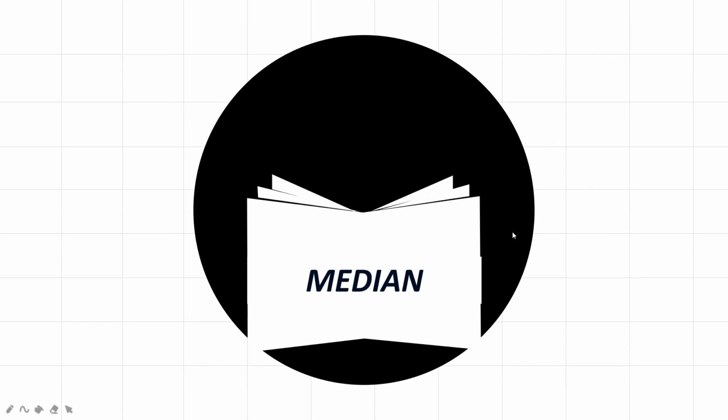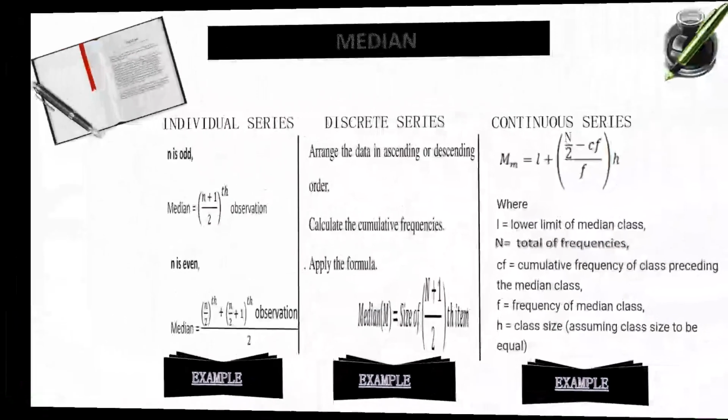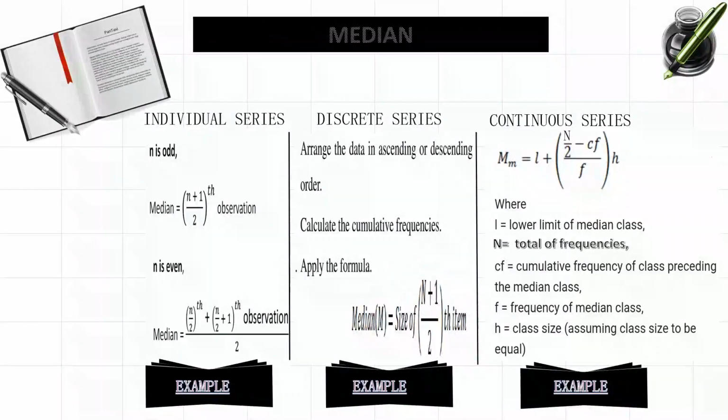Next, let us see what is median. Median is the middle number in a sorted ascending or descending list of numbers and can be more descriptive of the data set than the average. Here are the formulas for median in case of individual series, discrete series and continuous series.